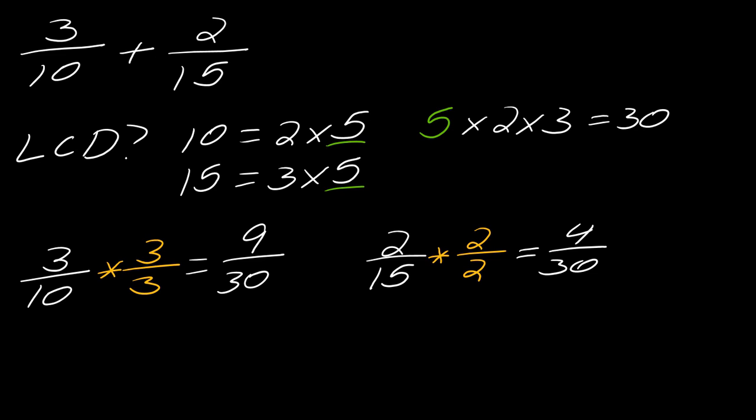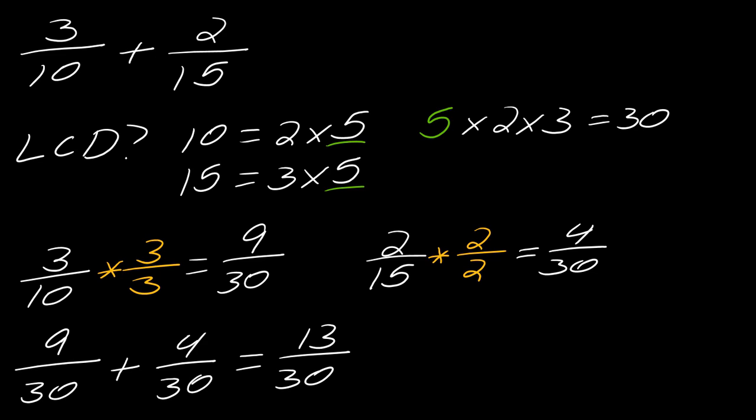So what I can do now is rewrite this step using this fraction and this fraction. So that's going to look like this. Now this is 9 over 30 plus 4 over 30. Then I can go ahead and add those together to get 13 over 30. I can't simplify any farther, so we're actually done with this one.